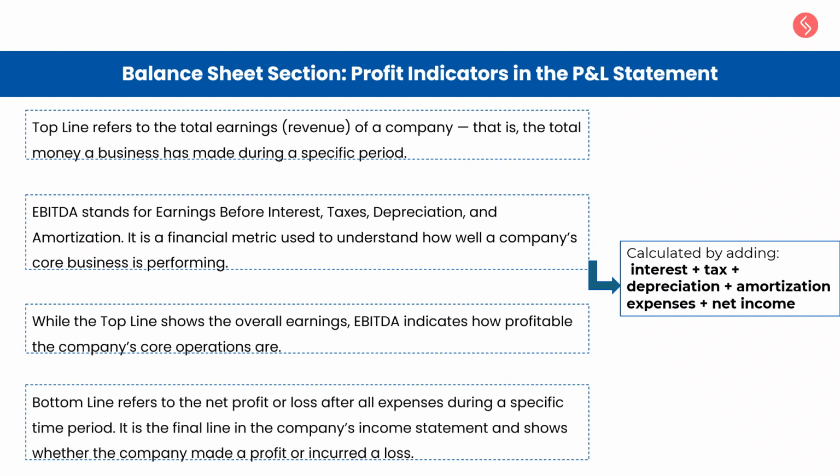Bottom line refers to the net profit or loss after all expenses during a specific time period. It is the final line in the company's income statement and shows whether the company made a profit or incurred a loss.